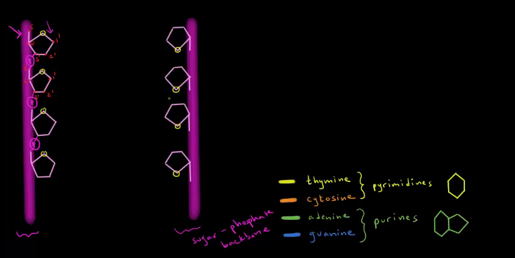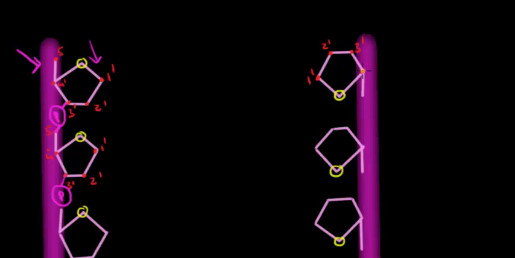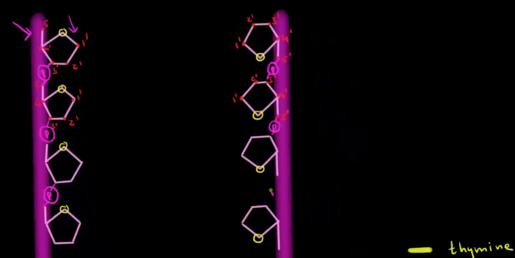And let's do it on the other strand as well. So first let's just fill in our carbons. I'll also put in the phosphates. So phosphate connecting the 3' and 5', a phosphate over here and right over here. And notice that these two strands are oriented in opposite directions. They are what we call anti-parallel to each other.